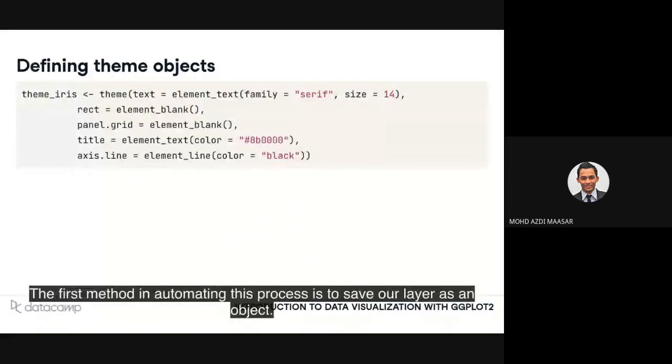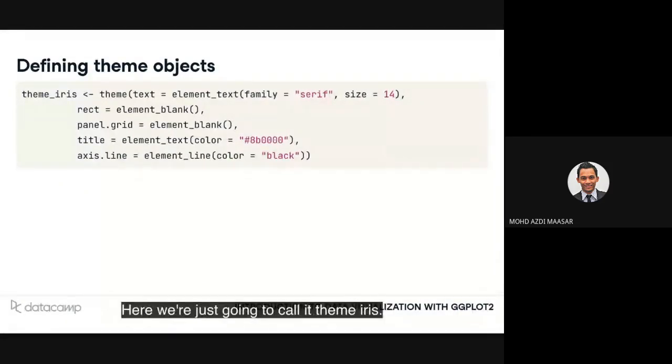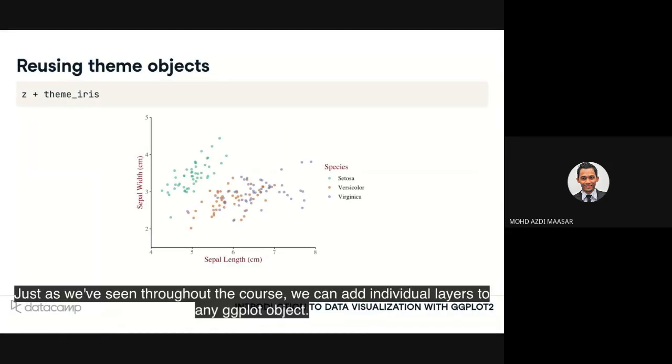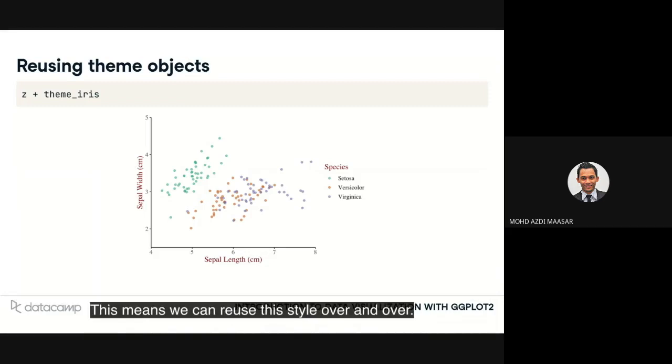The first method in automating this process is to save our layer as an object. Here, we're just going to call it theme_iris. Just as we've seen throughout the course, we can add individual layers to any ggplot object. This means that we can reuse the style over and over.